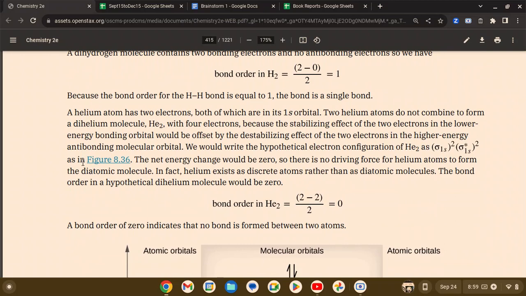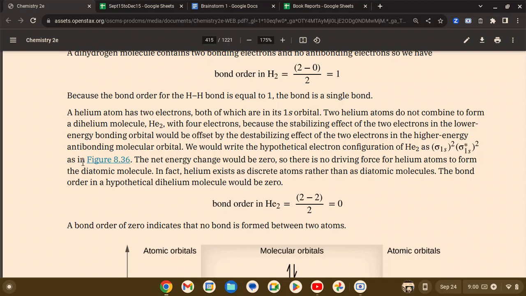A helium atom has 2 electrons, both of which are in its 1s orbital. 2 helium atoms do not combine to form a dihelium molecule with 4 electrons because the stabilizing effect of the 2 electrons in the lower energy bonding orbital would be offset by the destabilizing effect of the 2 electrons in the higher energy antibonding molecular orbital. We would write the hypothetical electron configuration of He2 as sigma 1s2, sigma 1s star 2, as in figure 8.36.